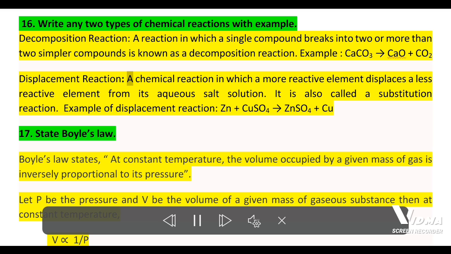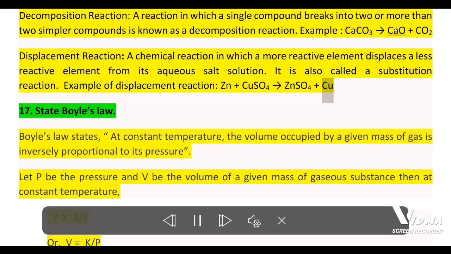Displacement reaction. A chemical reaction in which a more reactive element displaces a less reactive element from its aqueous salt solution. It is also called a substitution reaction. Example of displacement reaction: Zn + CuSO4 → ZnSO4 + Cu.